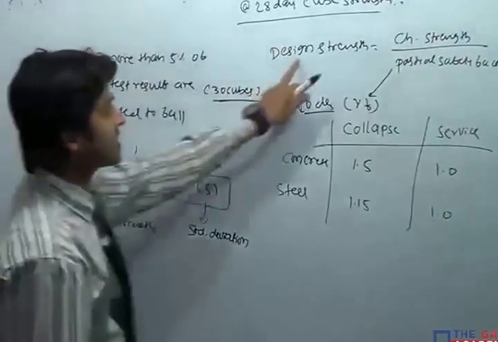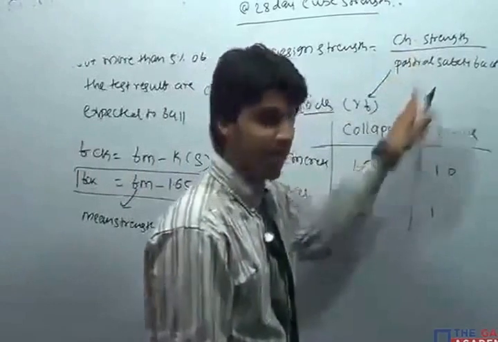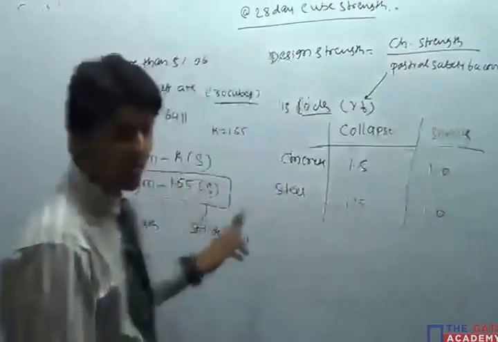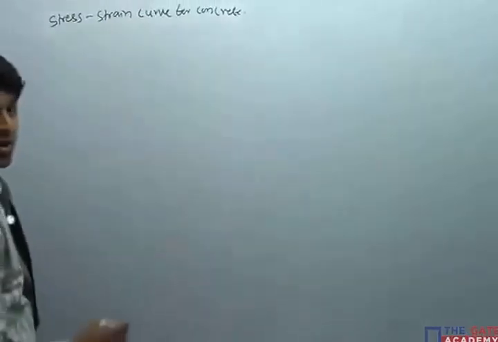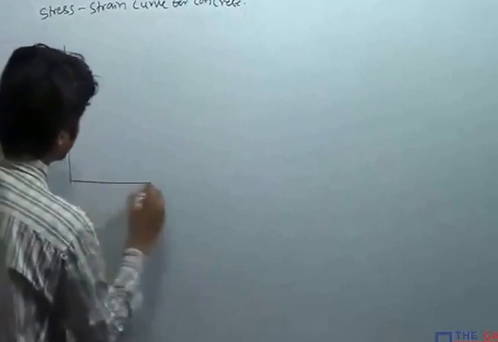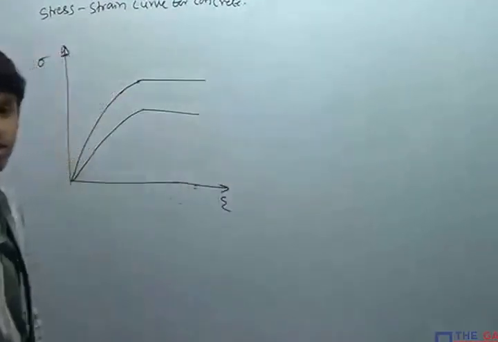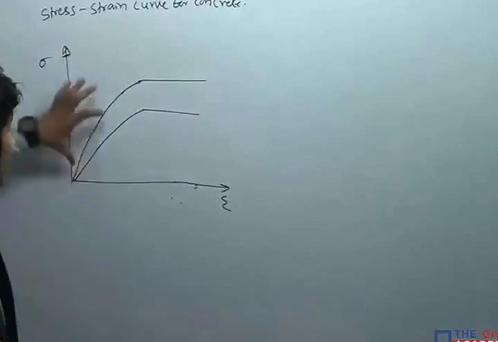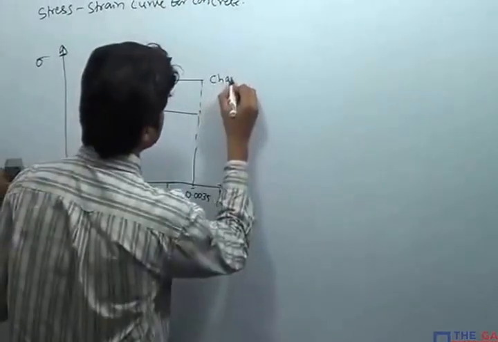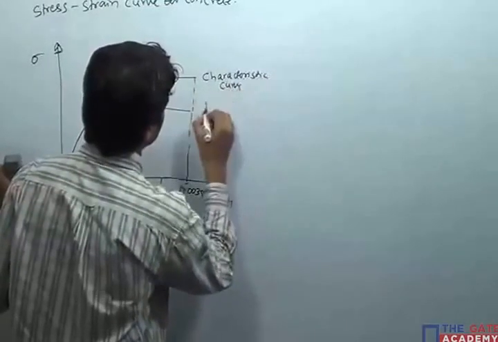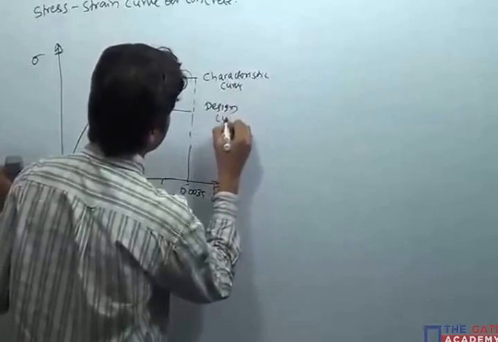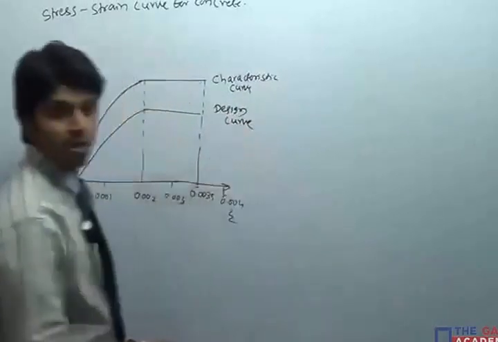So the main important relation is design strength is nothing but characteristic strength upon partial safety factor. You need to remember the partial safety factors given by the code, and FCK equal to Fm minus 1.65 times S. Now, stress strain curve for concrete. If you draw the stress strain curve for concrete, so this is the stress strain curve of the concrete. Initially, this is characteristic curve. This is design curve.